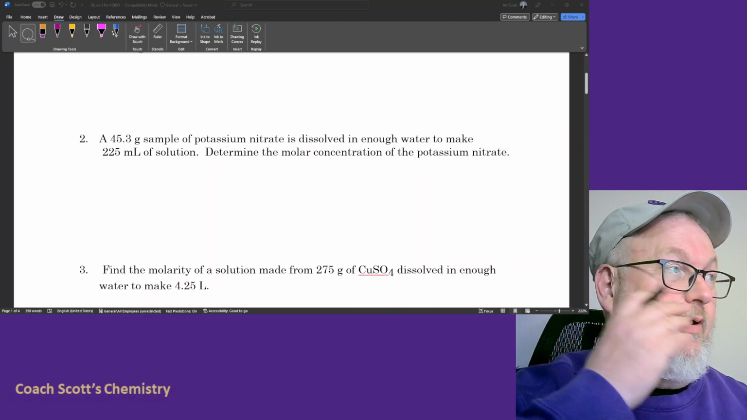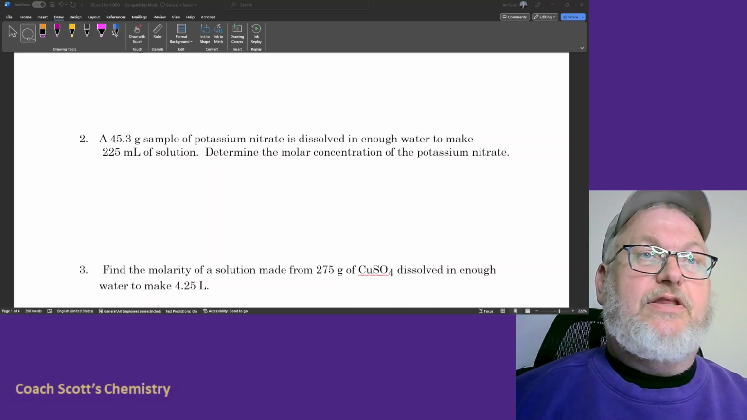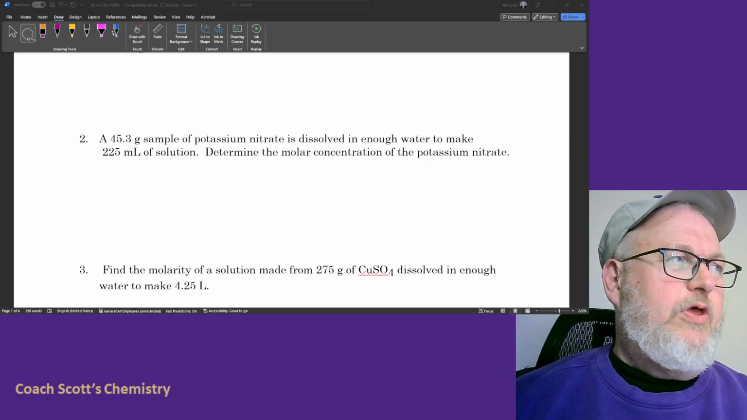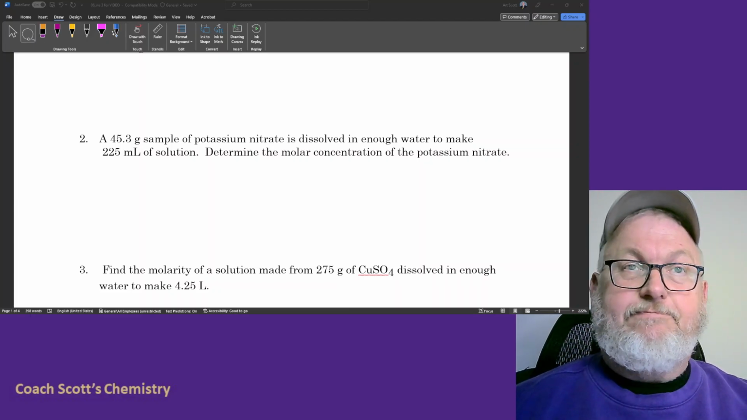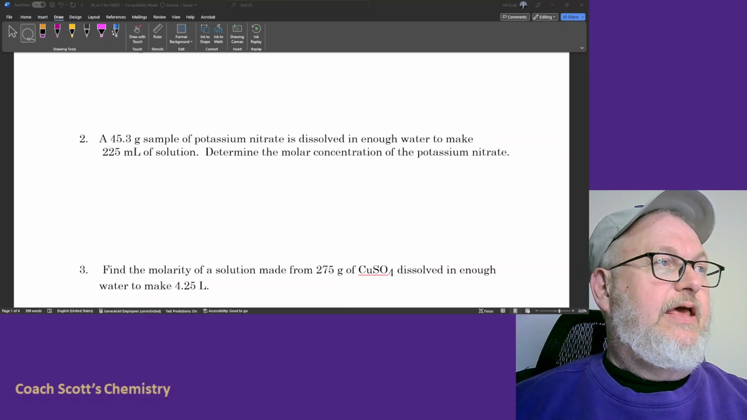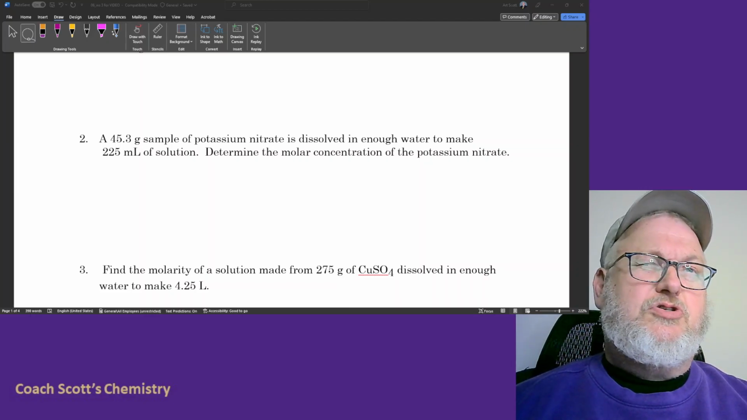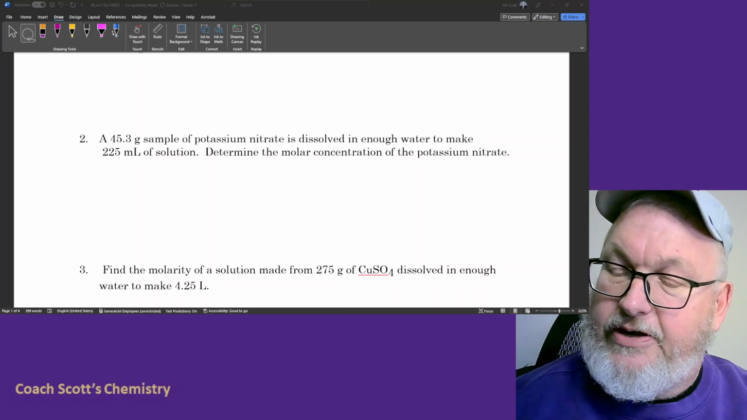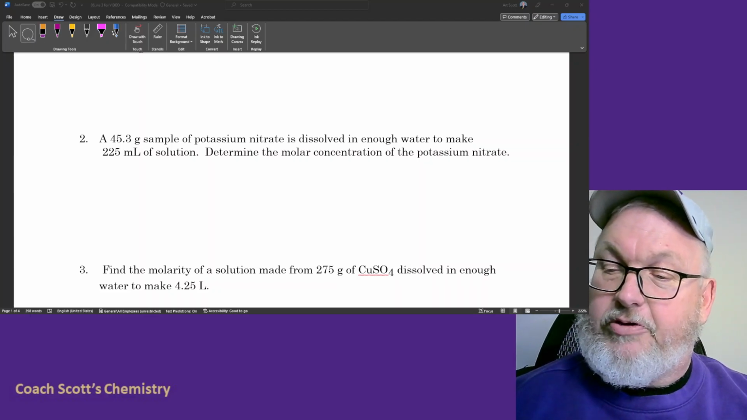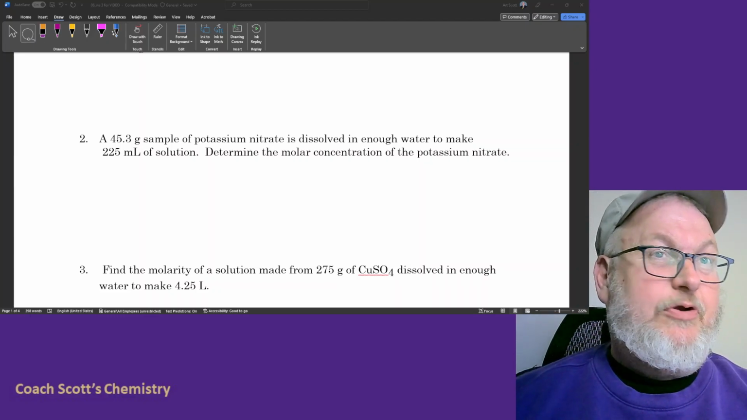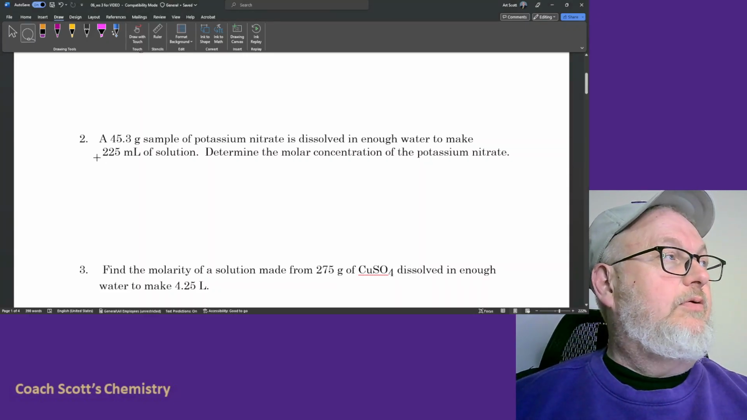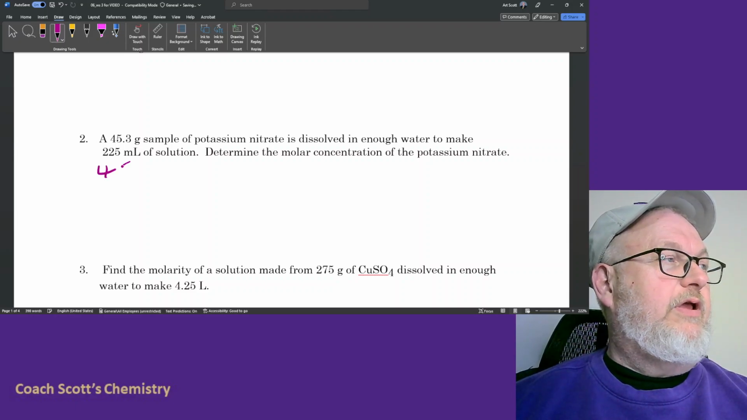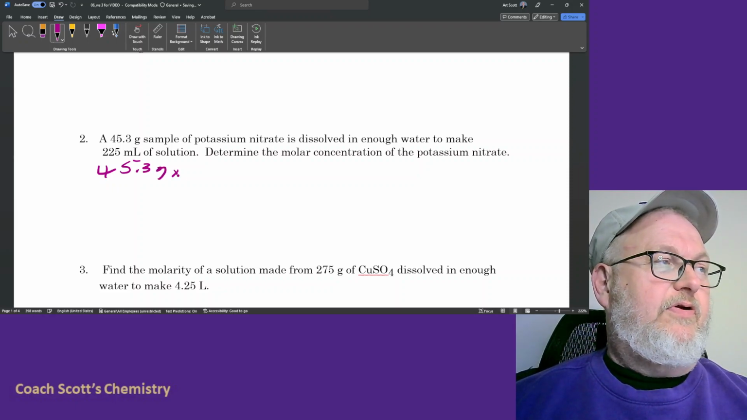So I've already calculated the molar mass of this potassium nitrate. I've got a 45.3 gram sample of KNO3, potassium nitrate, and it's dissolved in enough water to make 225 milliliters of solution. I already looked it up before I recorded this: KNO3 is 101.097 grams per mole. So let's do that. Gotta get my pen there. There we go. So I got 45.3 grams of KNO3. Let's convert that to moles.